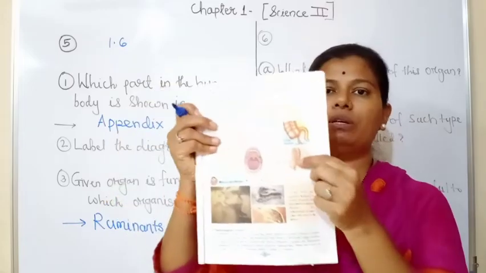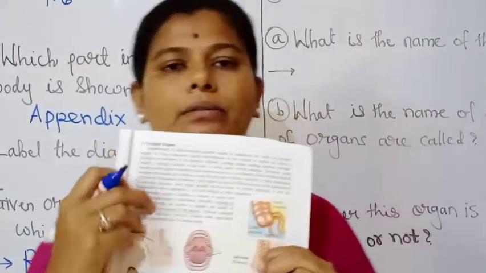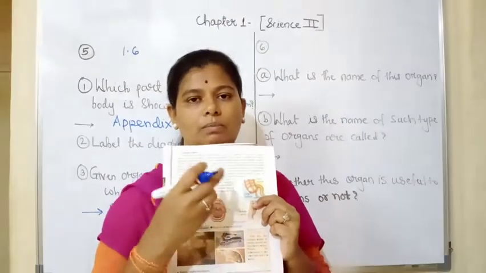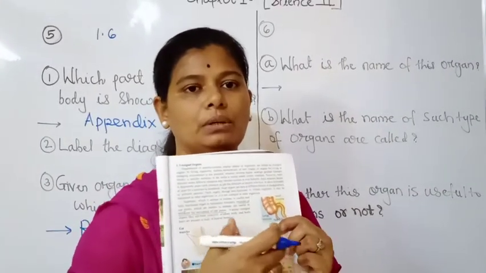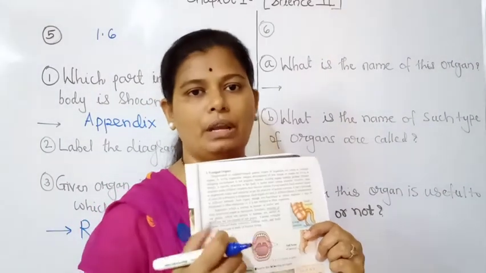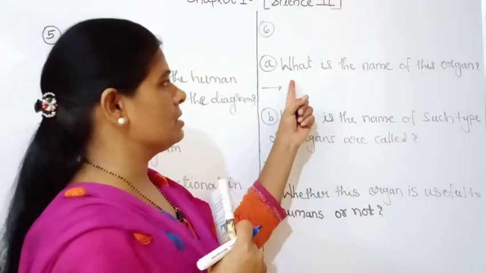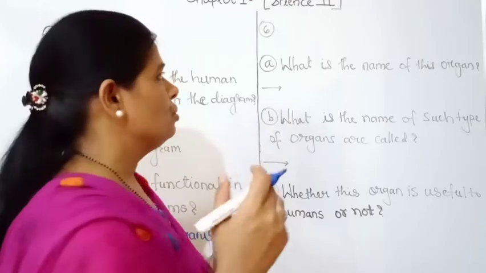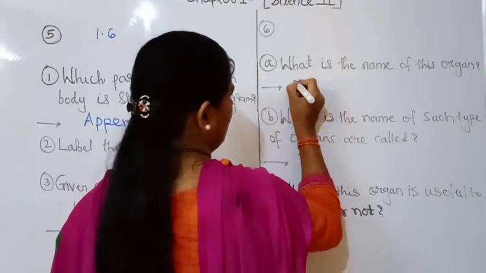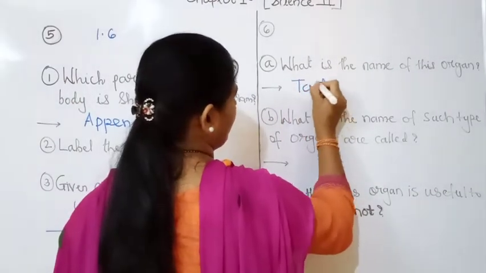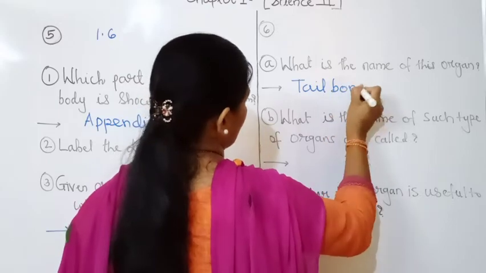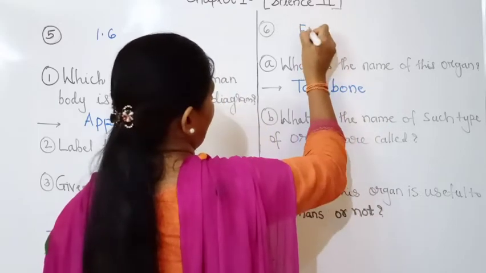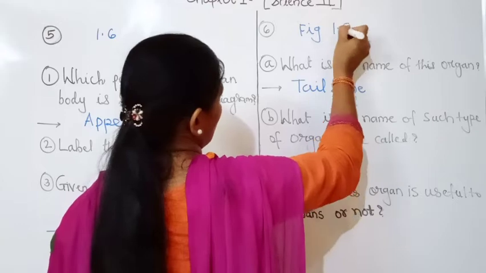The next diagram, the last one, shows a vestigial organ, which is the tailbone. Okay, so the first question is the same: what is the name of this organ given in the diagram? The name of the organ is the tailbone. Which diagram is it? Figure 1.6. Same figure you have to follow.